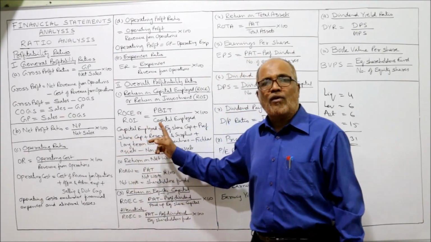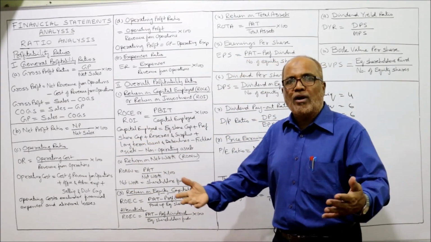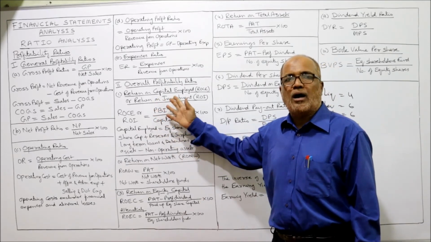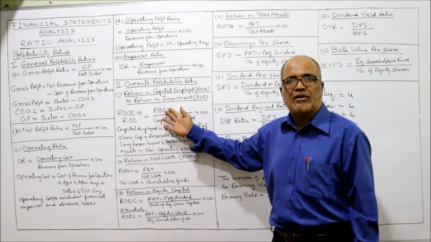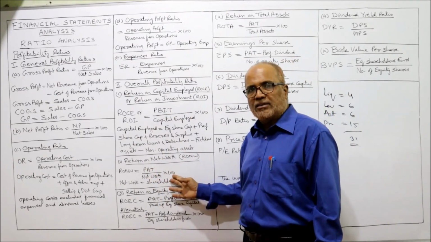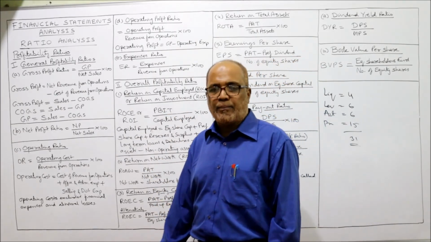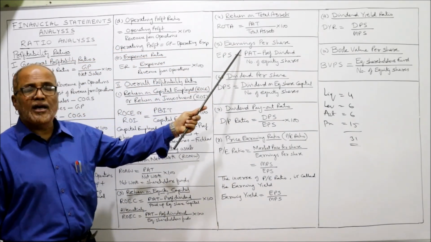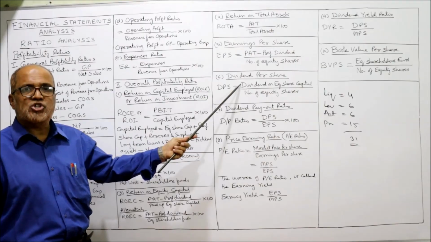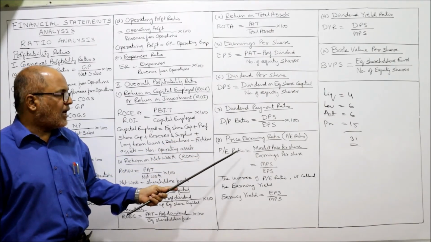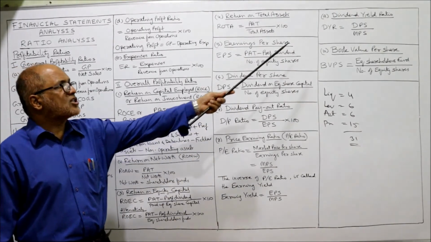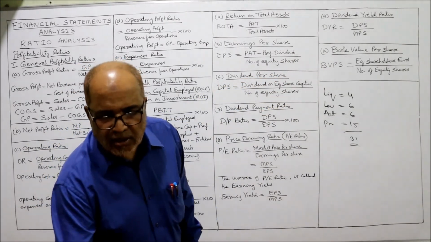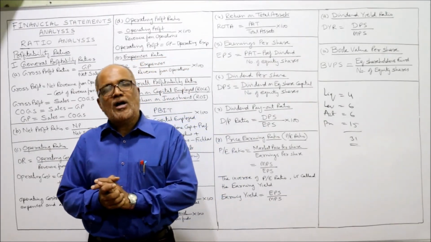Then 10 are overall profitability ratios: ROCE, return on capital employed, or ROI, return on investment; return on net worth, return on equity capital; return on total assets, earnings per share, dividend per share, DP ratio, price earning ratio, dividend yield ratio, book value per share. That's all. I have explained completely.